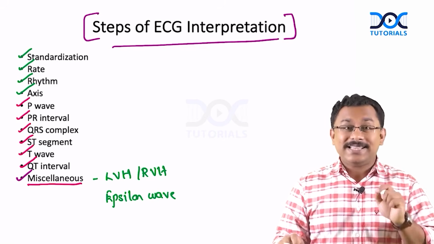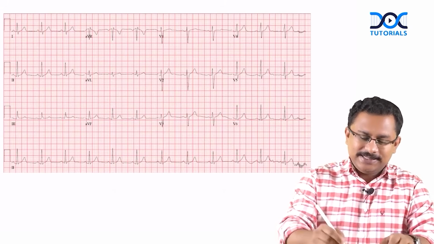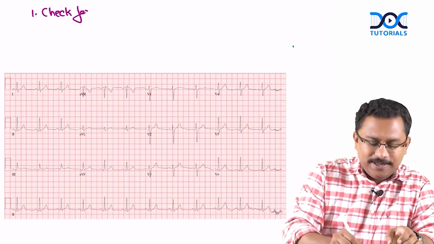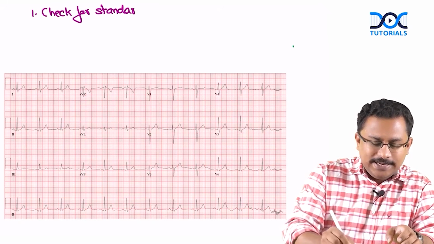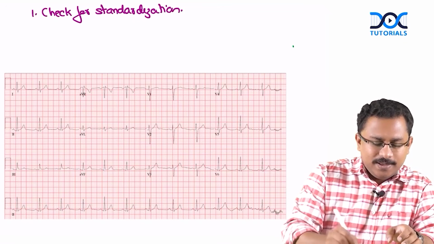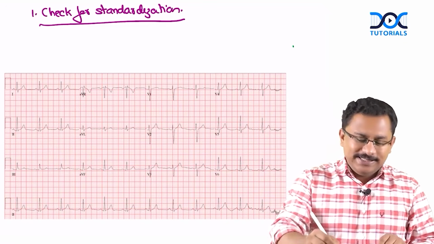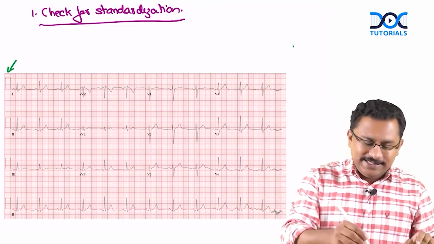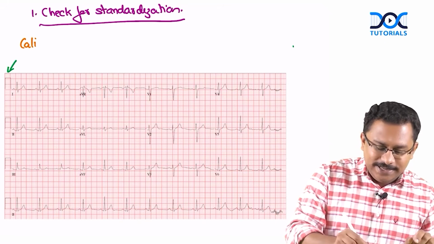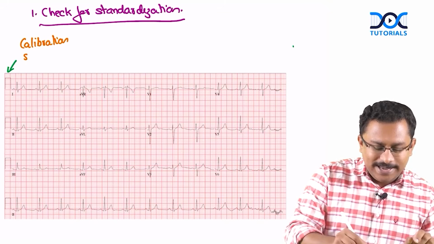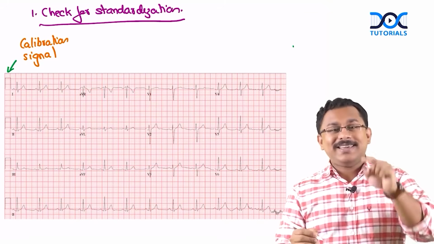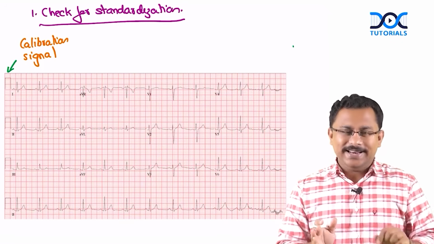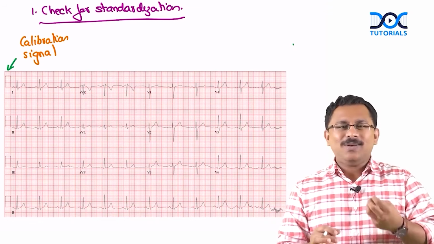The first step is standardization. You have got to check for standardization of the ECG. To check for standardization, you have got to look at this particular signal that you will see at the left hand side of an ECG, which is called a calibration signal. You have got to have a look at the calibration signal to decide whether the ECG that is given is adequately standardized. Now what is this calibration signal and what is this standardization?